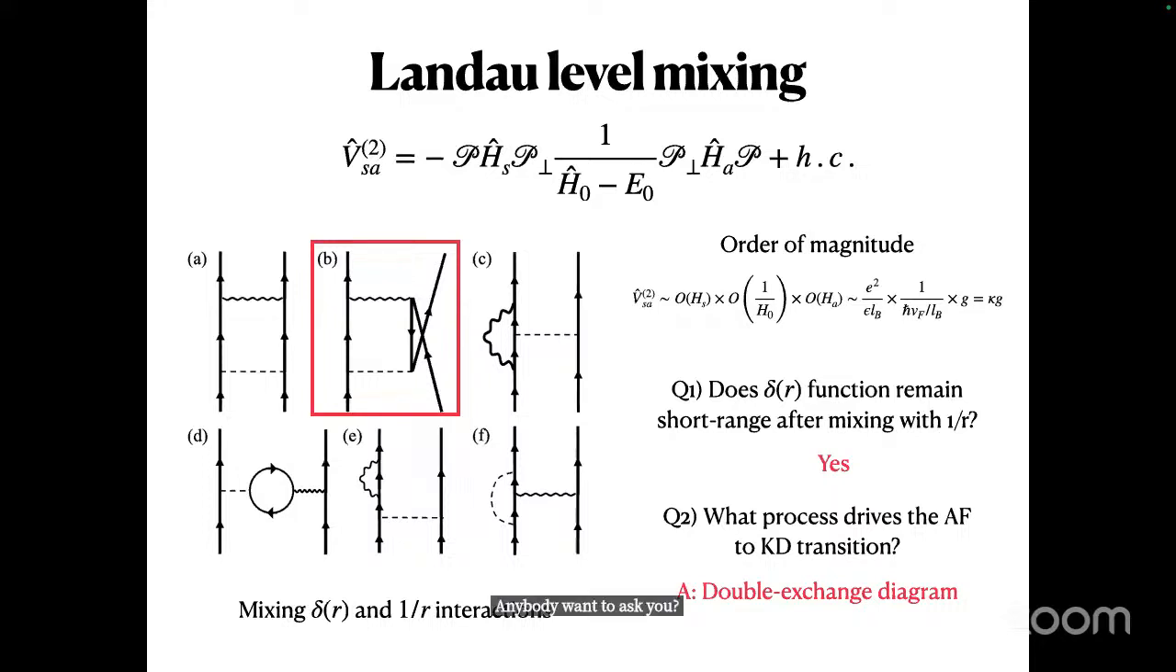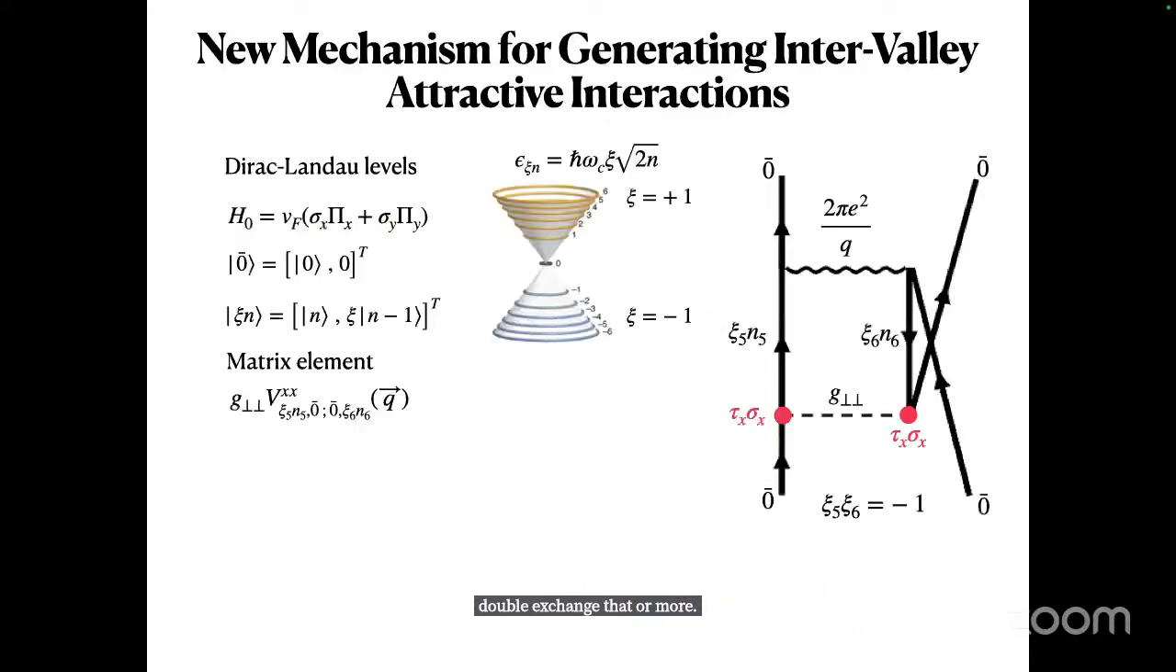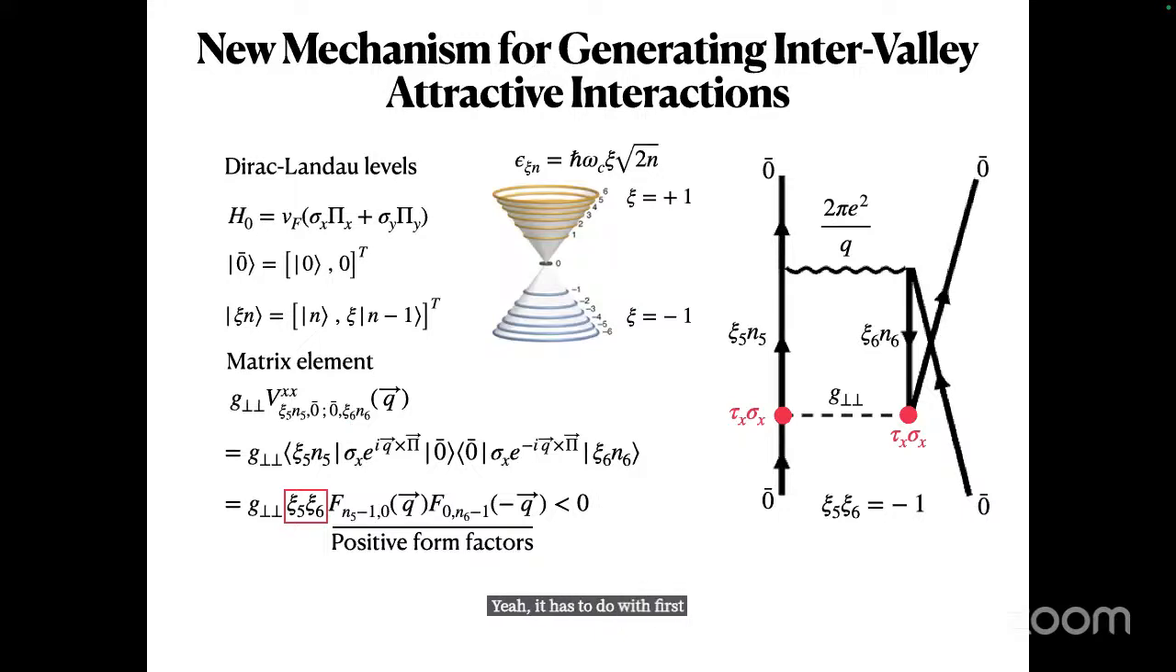Is there any more kind of physical understanding of why this turns out to be negative? It's kind of like, it has to do with the fact that it's an exchange, double exchange diagram, or? Yeah, it has to do with first psi5 and psi6 has to be negative. So they have to be particle hole diagrams.